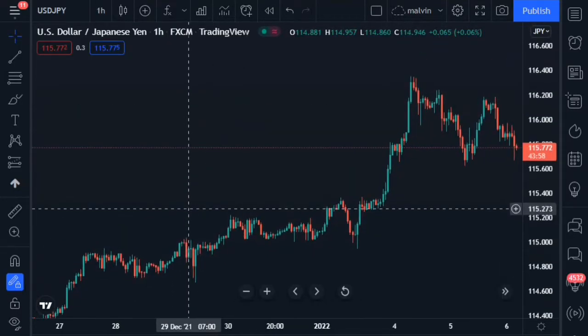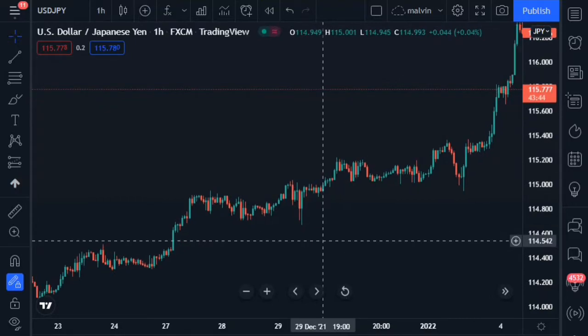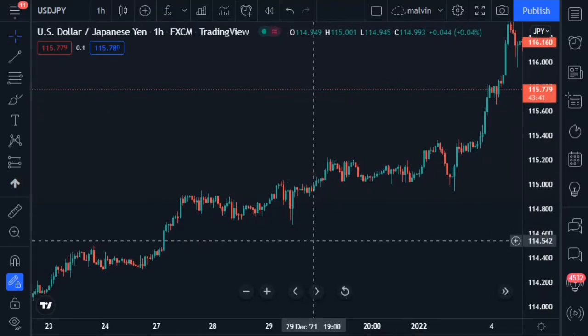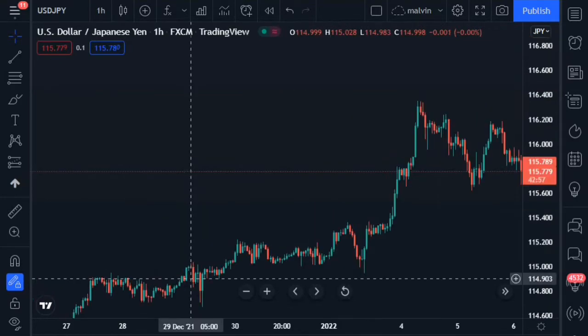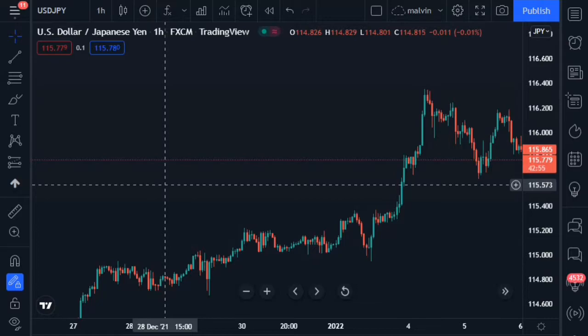As you can see, we're in USD JPY, and for this strategy we are only going to be using two indicators: the Heikin Ashi candlesticks and the moving average. First off, we are going to start by adding the Heikin Ashi candlestick.